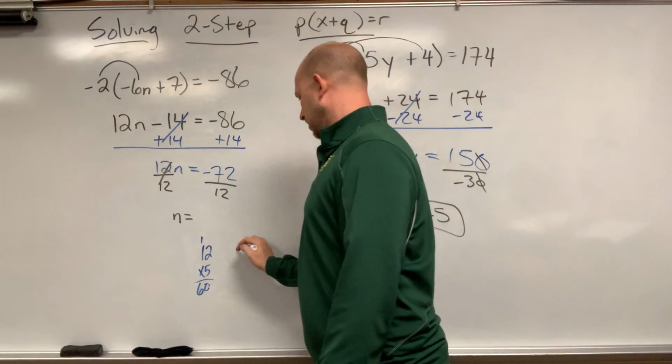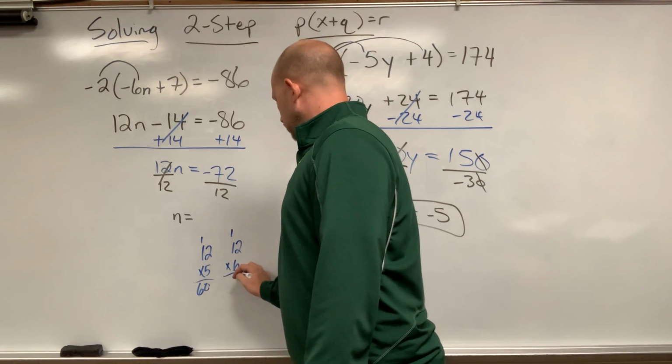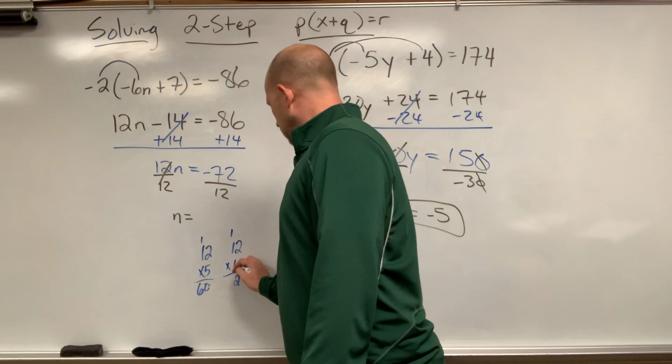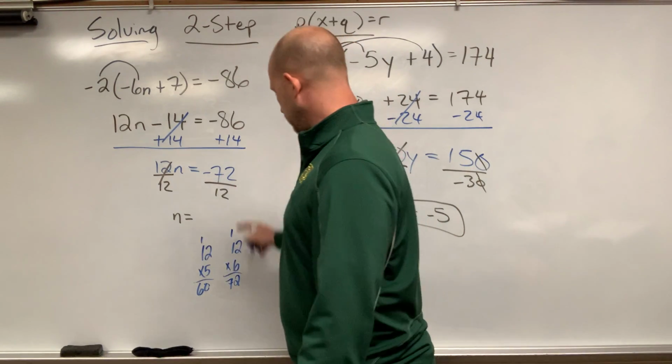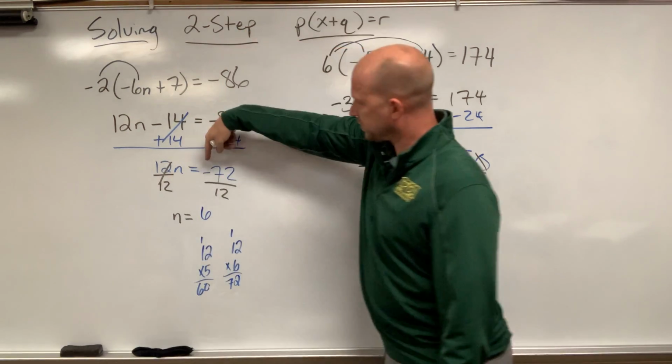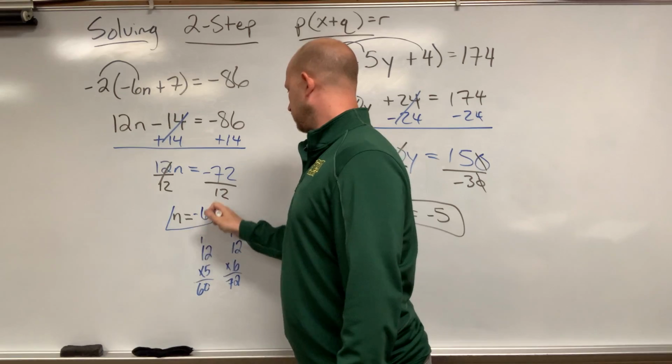The answer is going to be 6, but I want to show you guys 12 times 6, 6 times 2 is 12, 6, 72. We have 72. 72 is what we want, so the answer is 6, but don't forget your sign. Different signs negative. So the answer here is -6.